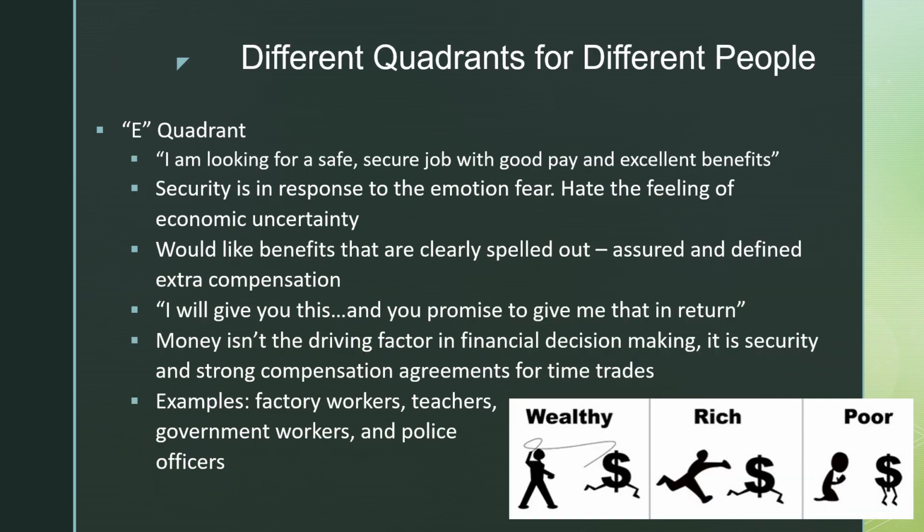So this is breaking down the different quadrants for different people. The E quadrant, the employment contract quadrant, is typically someone's mindset of, I'm looking for a safe, secure job with good pay and benefits. You want security. You want somebody else to take care of the responsibilities, the headache of the business itself. You're being contracted for exchanging your time and skill set for money.